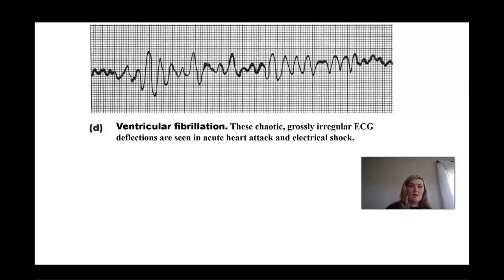This one that you see up top is your ventricular fibrillation. These are going to be chaotic waves. They're very irregular when they're doing an ECG or EKG. And this is going to be seen in acute heart attack or an electrical shock.